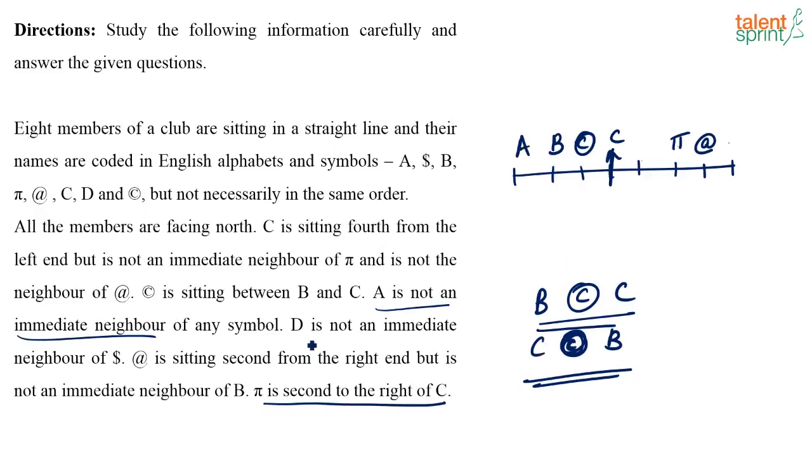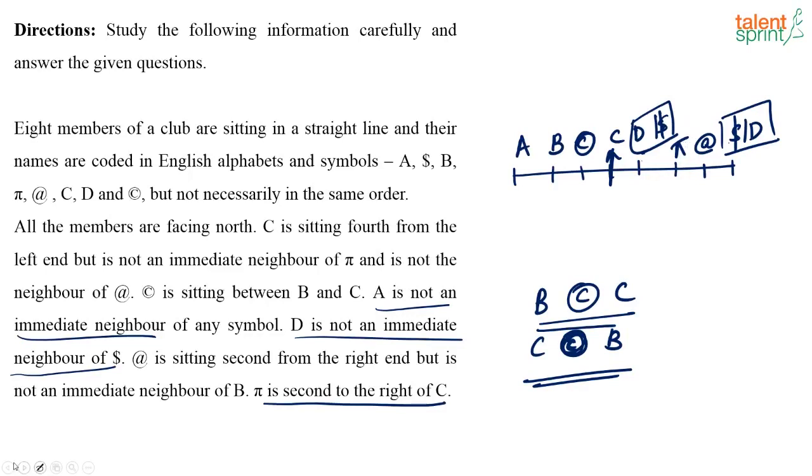Then next it is given D is not an immediate neighbor of dollar. Now I have only two places left. So this has to be either D and this has to be dollar, or this has to be dollar and this has to be D. Now among these two, who is which one? We are not sure. Based on the given information, we can only say this, right? Here either it is D or dollar, here also either it is D or dollar. Which one comes where? We are not sure based on the given information. So this is the answer, the final arrangement that you get.